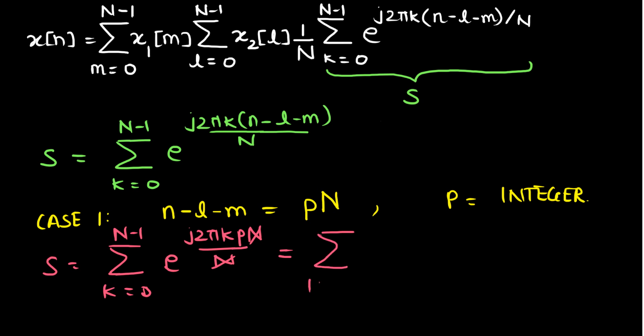summation k running from 0 to N minus 1. Now if we observe this factor here, it is e to the power j 2 pi k into p. So it is simply integer multiple of 2 pi, which means that e to the power j into integer multiple of 2 pi has the value of 1. So we have inside this summation 1, and this 1 is being added N times, therefore the value of this sum is given as N. So when we have this factor n minus l minus m is equal to pN, that is integer multiple of N, at that time the value of this s is given as N.